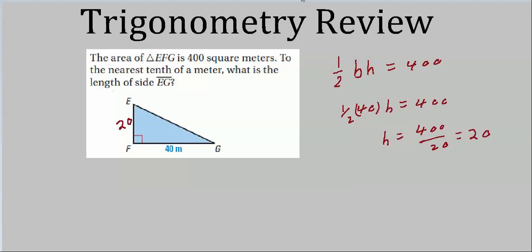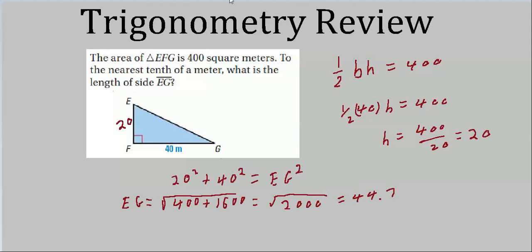In this case, Pythagoras' theorem would probably give us the quickest route to this length here. That's 20 squared plus 40 squared would equal EG squared. So if we lay this out, here's Pythagoras' theorem right here. EG would be the square root of 20 squared plus 40 squared, which is 44.7.